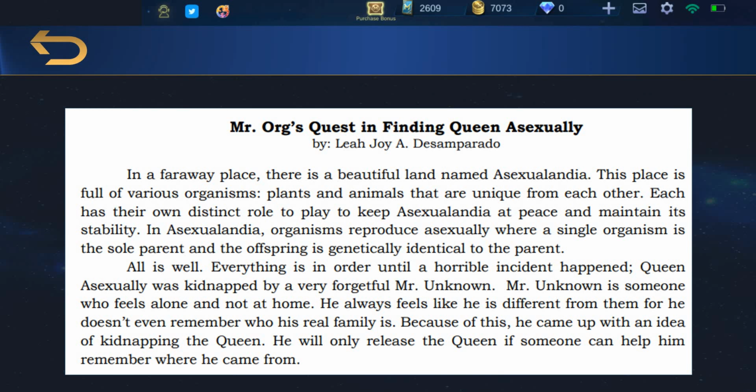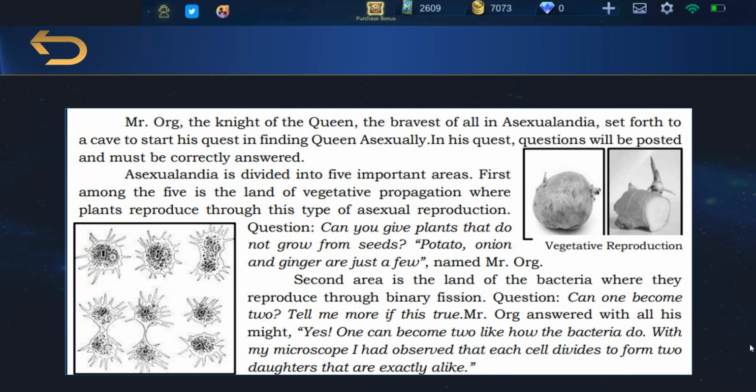Queen Asexually was kidnapped by a very forgetful Mr. Unknown. Mr. Unknown is someone who feels alone and not at home. He always feels like he is different from them, for he doesn't even remember who his real family is. Because of this, he came up with an idea of kidnapping the queen. He will only release the queen if someone can help him remember where he came from. Mr. Org, the Knight of the Queen, the bravest of all Asexualandia, set forth to a cave to start his quest in finding Queen Asexually. In his quest, questions will be posted and must be correctly answered.